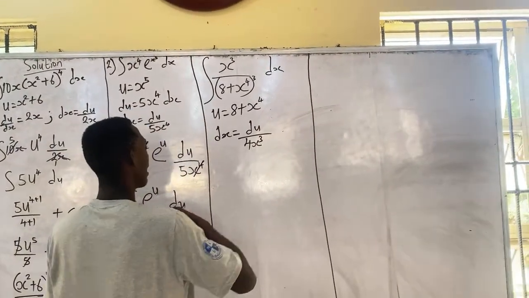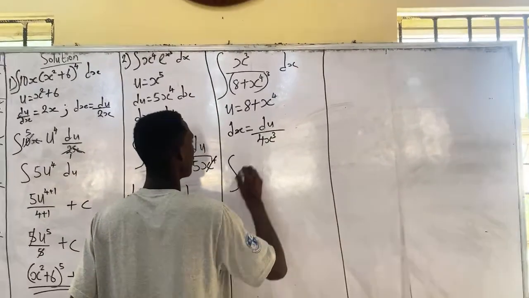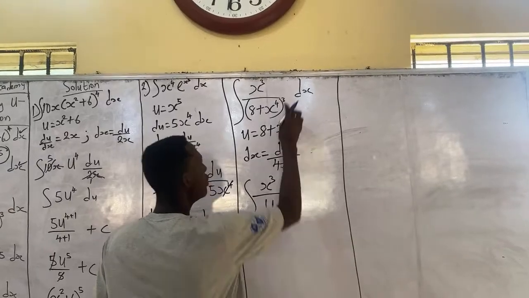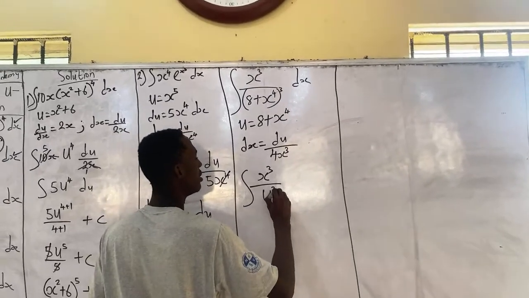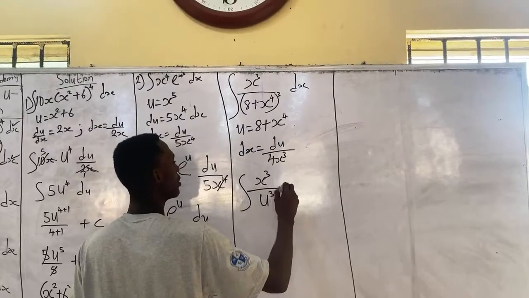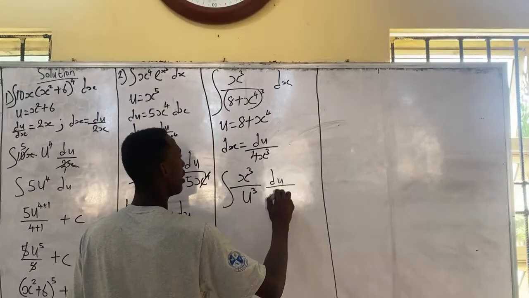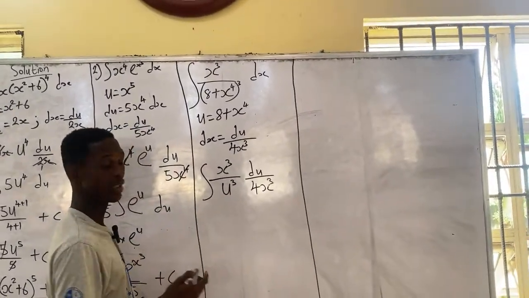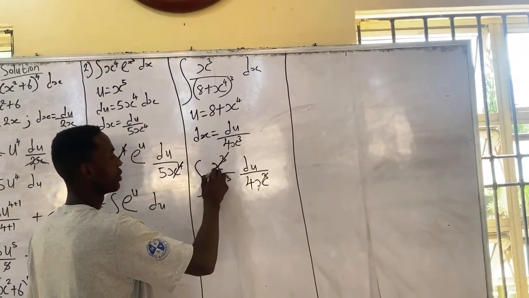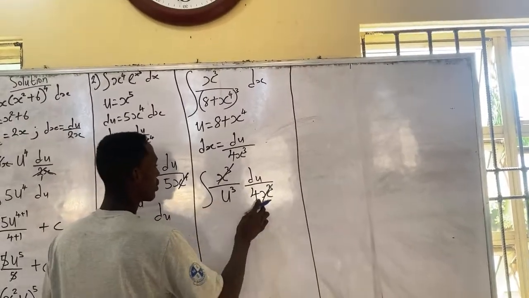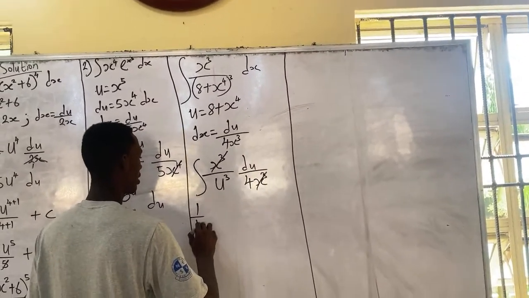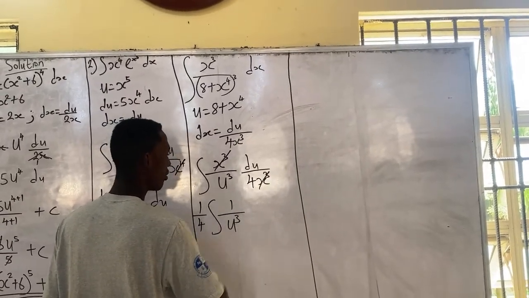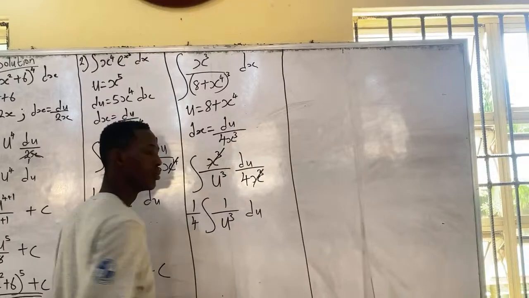So now we can rewrite by saying the integration of x to the power of 3 over u to the power of 3. Then our dx is equal to du over 4x to the power of 3. Can you see a pattern? This will cancel this, this will cancel this. So we are left with just 4. We can easily bring out the 4 and say 1 over 4 integral 1 over u to the power of 3 du.